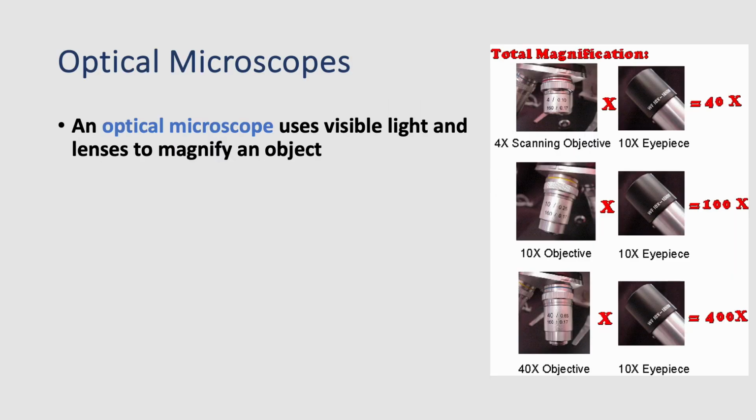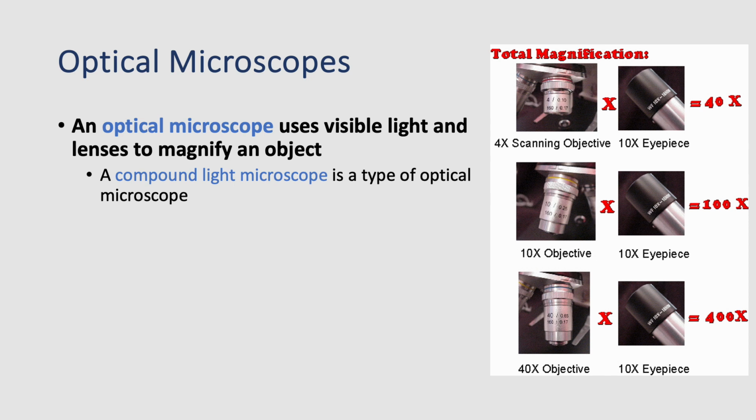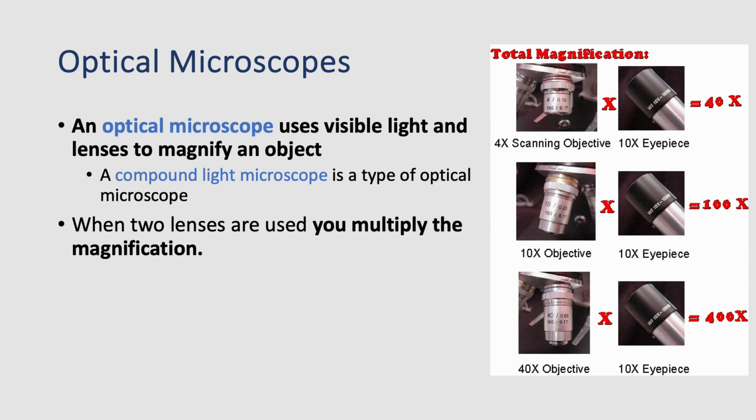Now, let's start with optical microscopes. An optical microscope uses visible light and lenses to magnify an object. A compound light microscope is the most utilized tool in the scientific laboratory. When we use it, we multiply the two lenses in order to get the magnification.